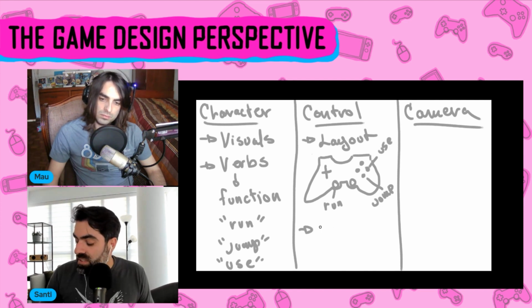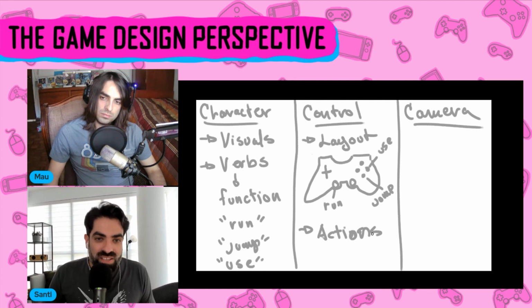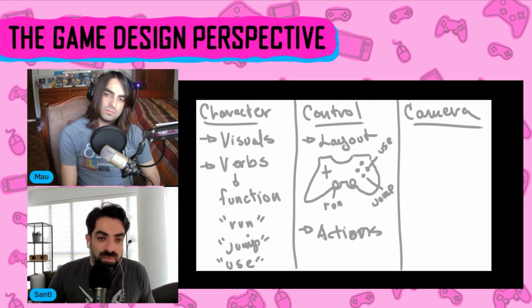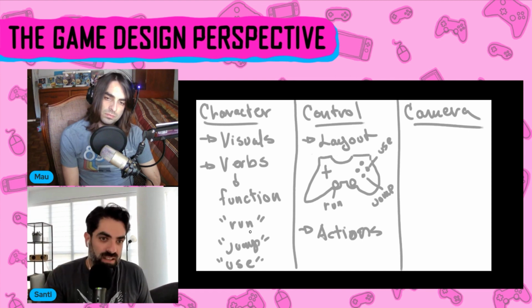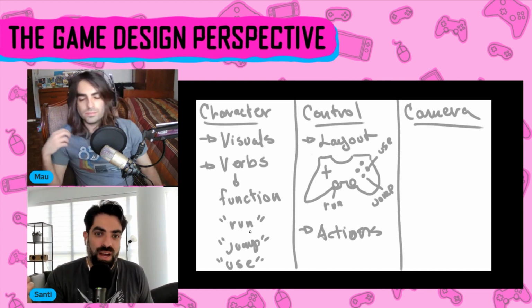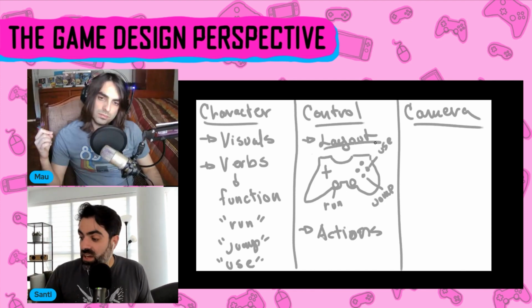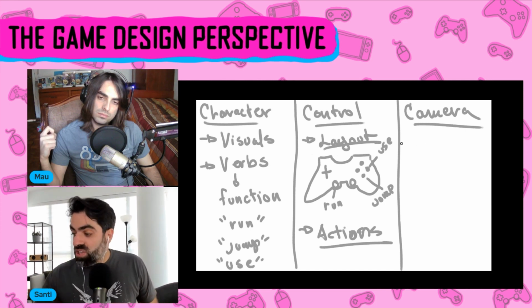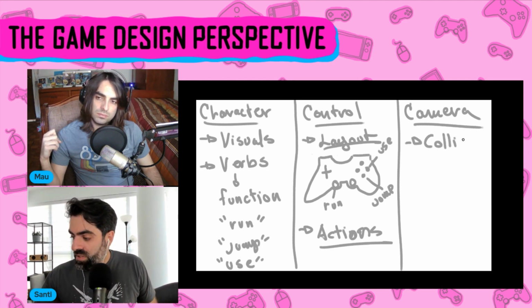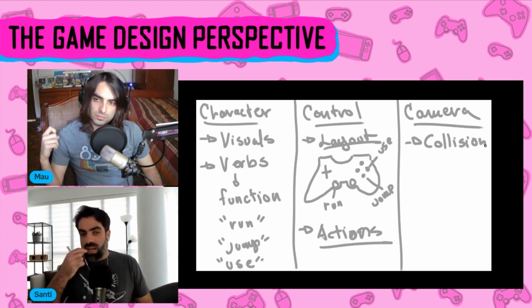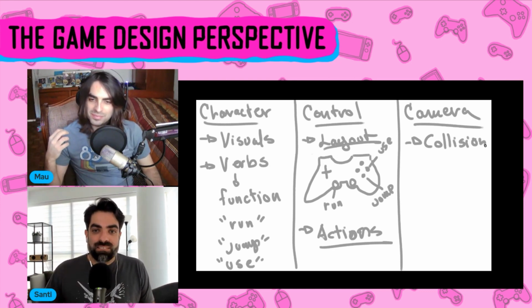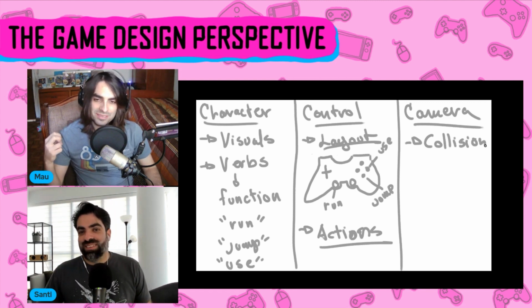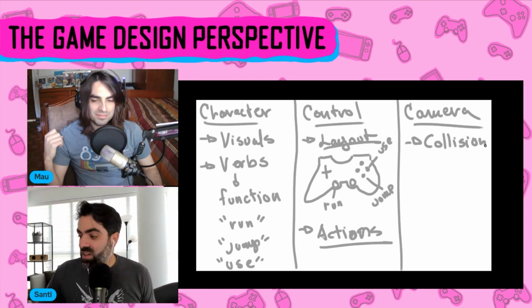But that's not it. You have the physical, actual actions the player has to execute to do the verbs: hold, flick, tap really quickly. Those are the actions. So it's not just the layout, it's also the actions the player has to do. And then there comes the camera, which is like a collision system. So you have a collision, right?